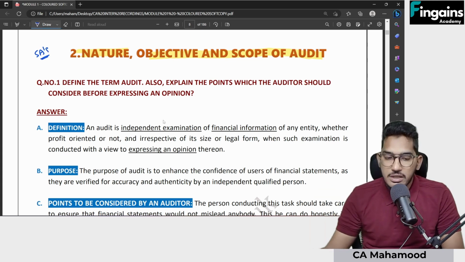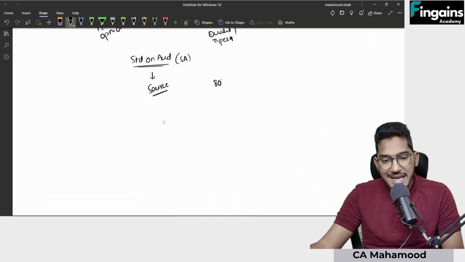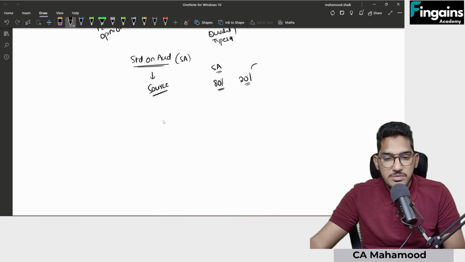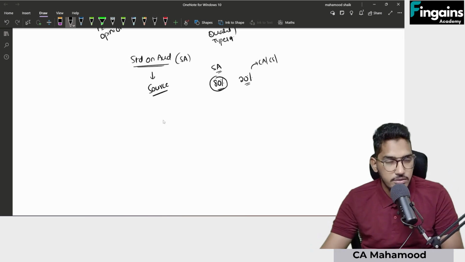So whatever content we are discussing or about to discuss in this particular chapter, almost 80% of the content has been taken from something called Standards on Audit. The remaining 20% of our syllabus has been taken from other practical concepts like the Companies Act or the Cooperative Societies Act or some other practical concepts. So out of our entire syllabus, 80% has been taken from Standards on Audit.